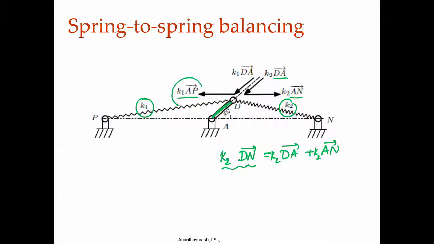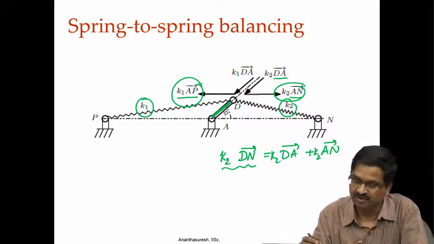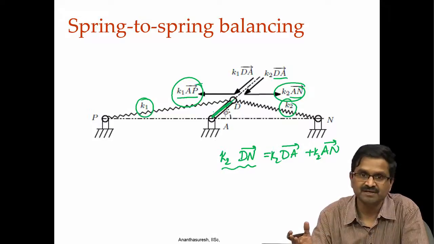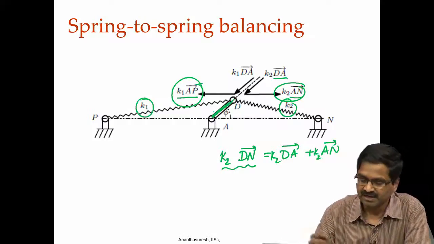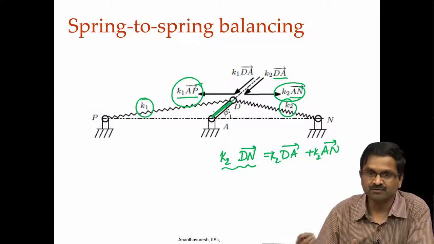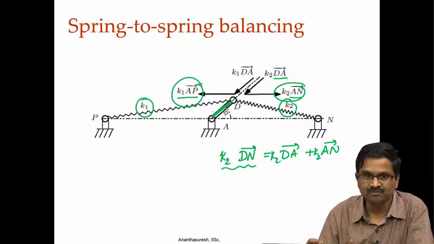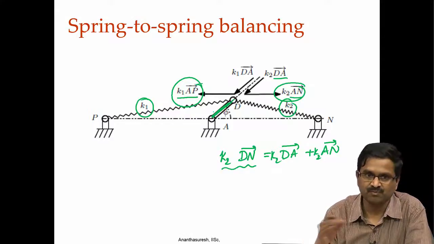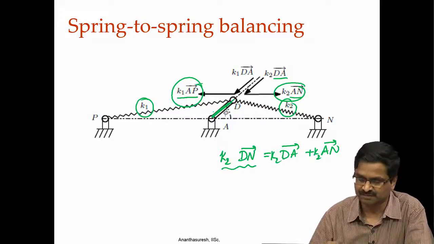Now, if I choose K1 K2 such that these two are equal, they are already opposite to each other, their magnitudes are equal, then the resultant goes through this and that will stay where it is because there is no torque. This way of working with forces is one way to do static balancing. It is a spring to spring balancing, one spring is balancing another spring.